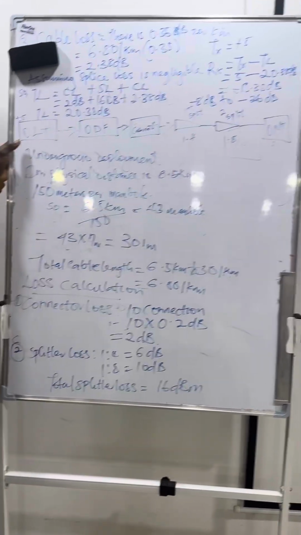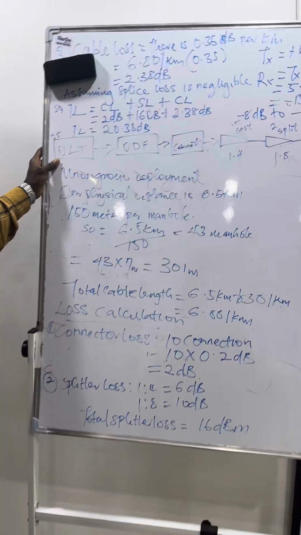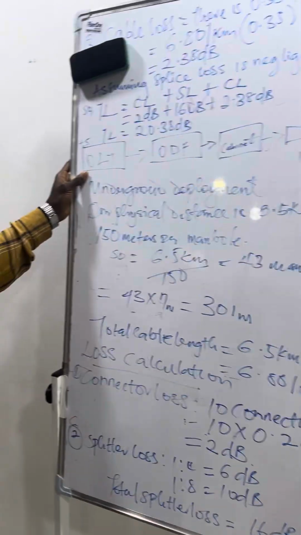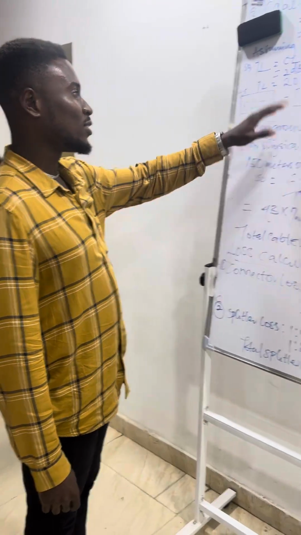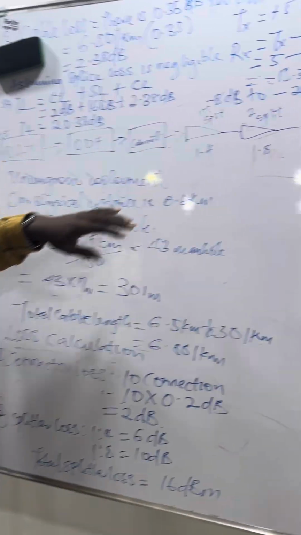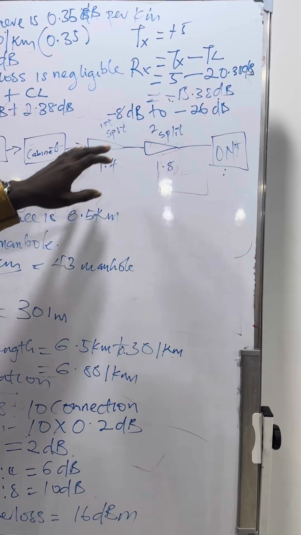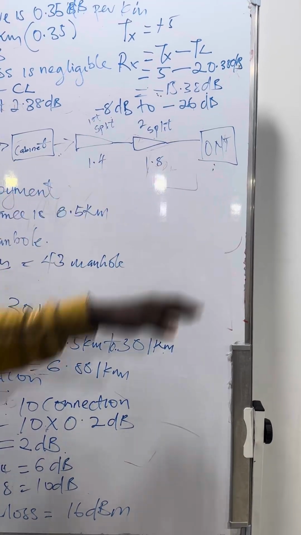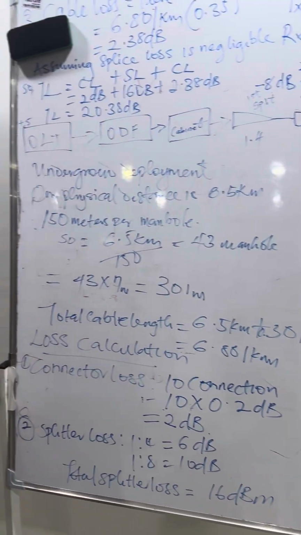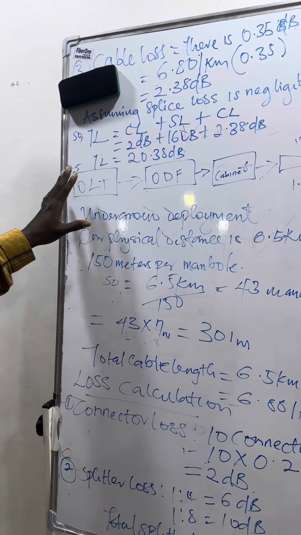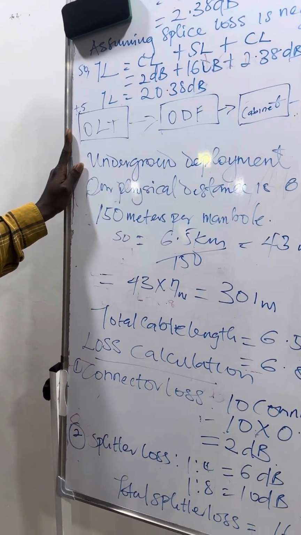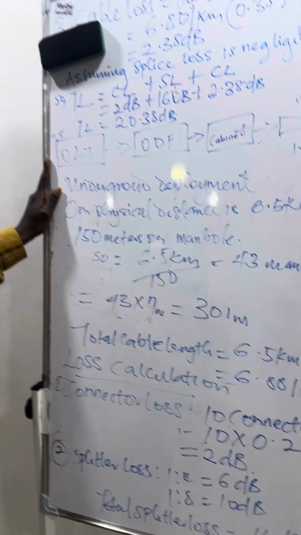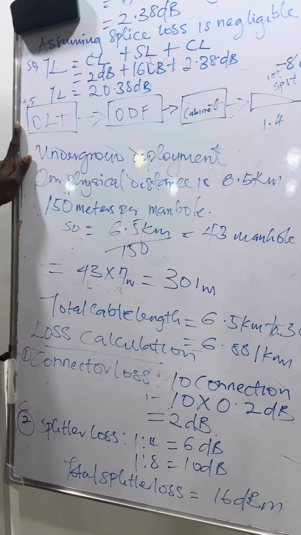This is our FTTH architecture, from the OLT to the ODF to the cabinet to the first splitting, second splitting, then to the ONU.